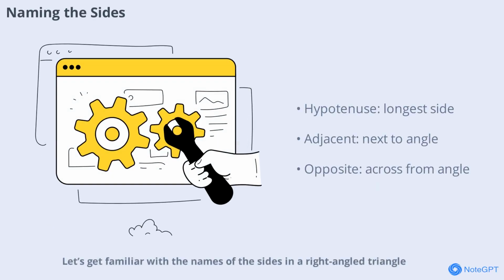Let's get familiar with the names of the sides in a right-angled triangle. The hypotenuse is always the longest side and is opposite the right angle. The side next to the angle you're working with is called the adjacent side, and the side opposite that angle is, fittingly, the opposite side. These names are essential because they help us define the trigonometric ratios that you'll use throughout your studies.